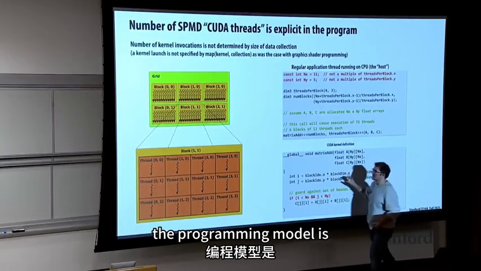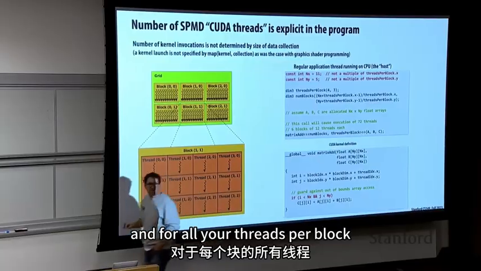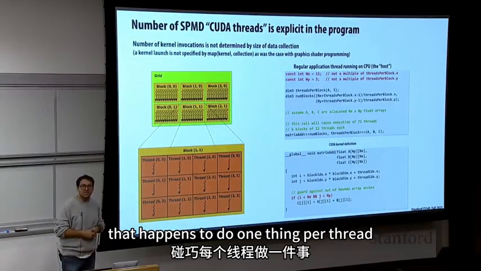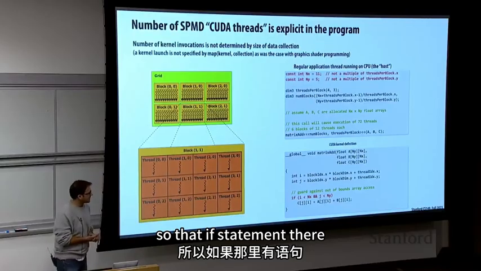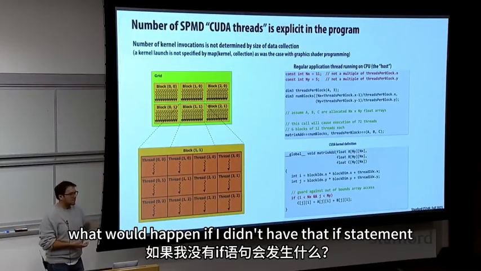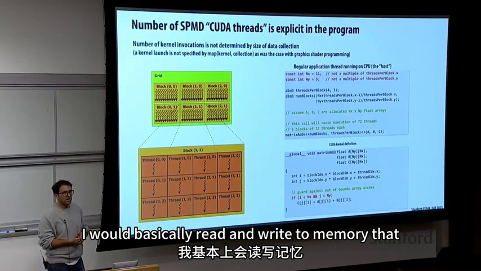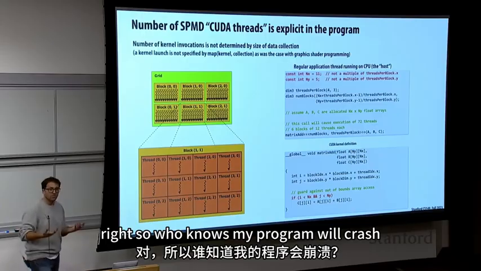The programming model is you launch a thread for all your blocks and for all your threads per block. And inside my code, I might write some code that happens to do one thing per thread, or I could do whatever I want. Right? So that if statement there, what would happen if I didn't have that if statement? I would basically read and write to memory that was off the end of my array. Right? So who knows? My program would crash.